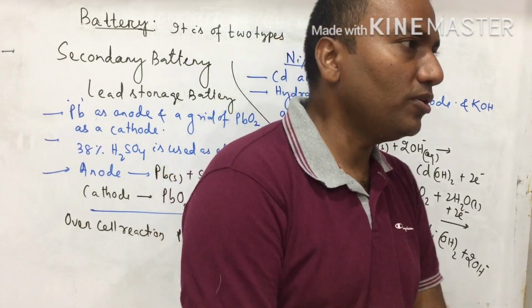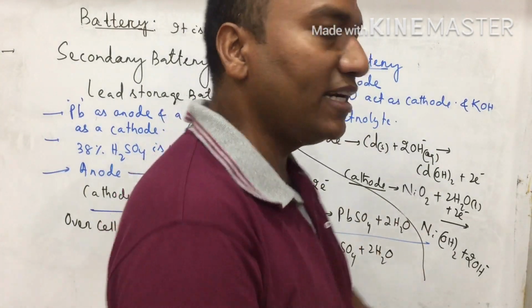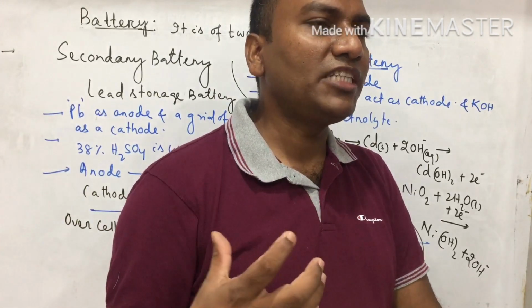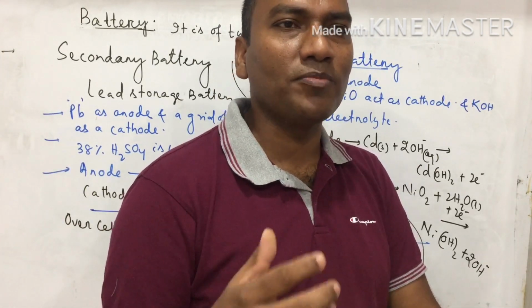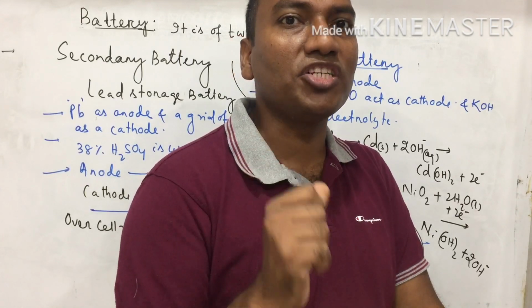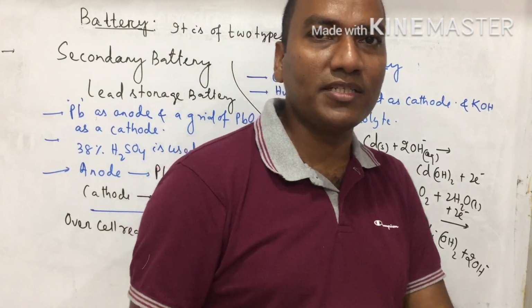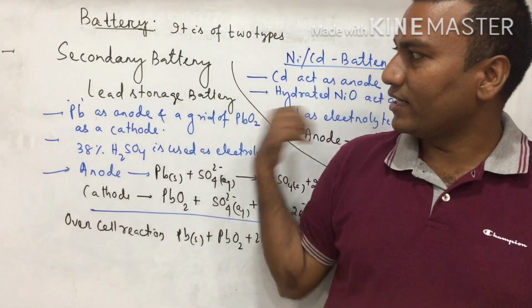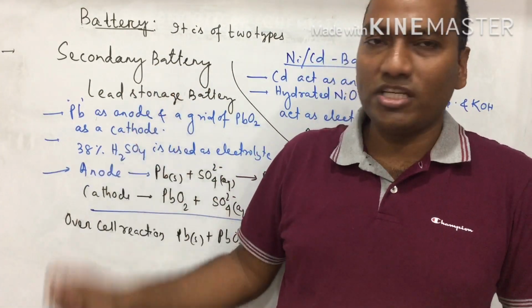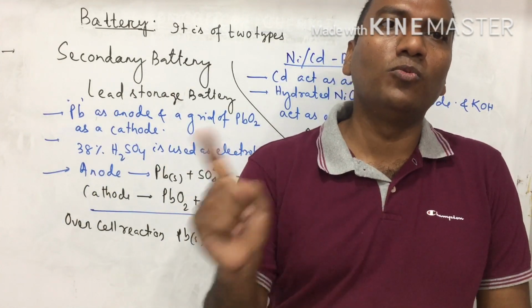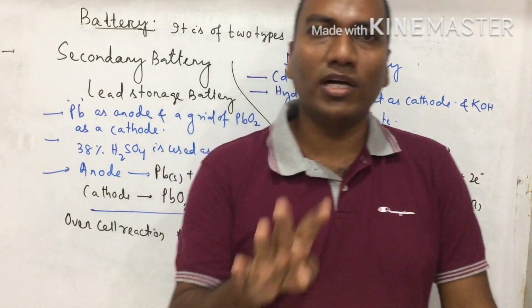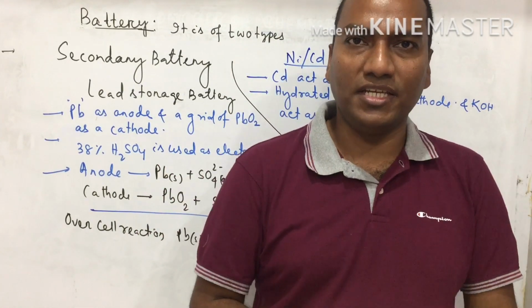Clear now? So what is the advantage? The advantage is it can be recharged. Yes or no? So this type of battery is available in a variety of forms. Suppose your scooty battery or bike battery is around 6 volt. So 6 volt means 4 cells are connected. In a lead storage battery, one cell gives around 1.5 to 2 volt, so suppose we need 6 volt, around 4 cells are connected in series.